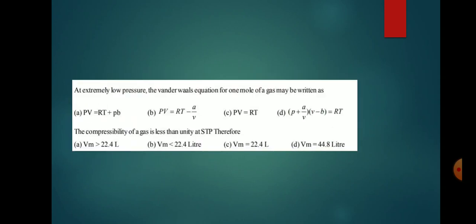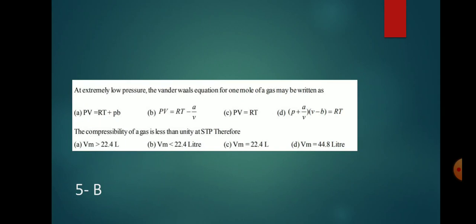Fifth question: at extremely low pressure, the Van der Waals equation for 1 mole of a gas may be written as option A, PV is equal to RT plus PV, option B, PV is equal to RT minus a by V, option C, PV is equal to RT, option D, P plus a by V into V minus b is equal to RT. And the answer is option B, PV is equal to RT minus a by V.